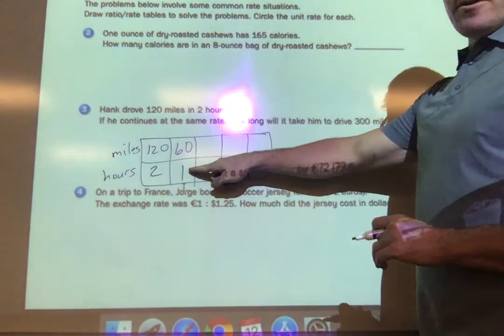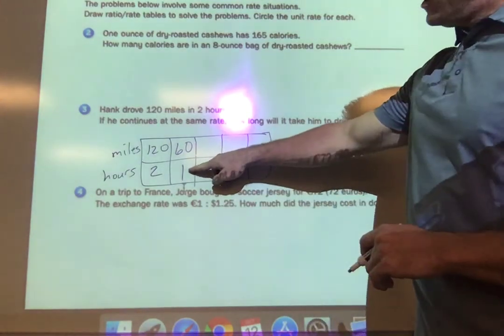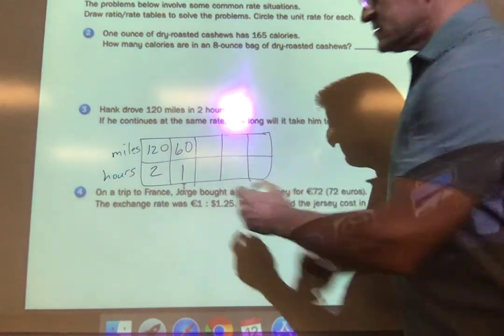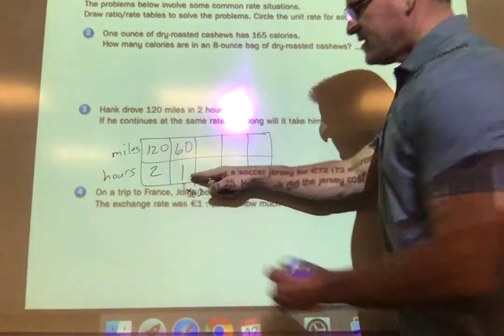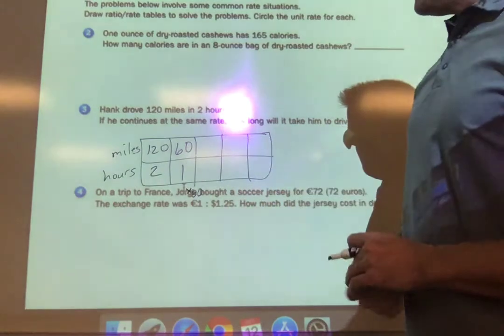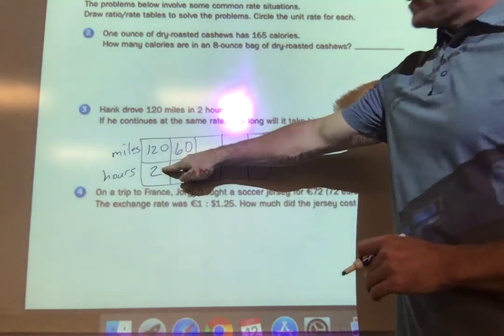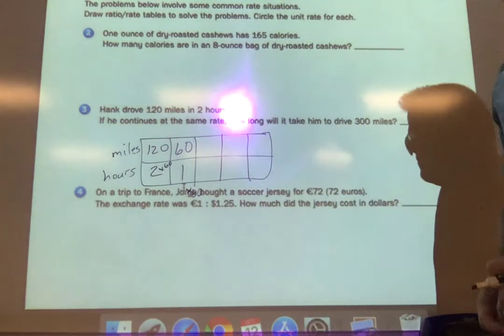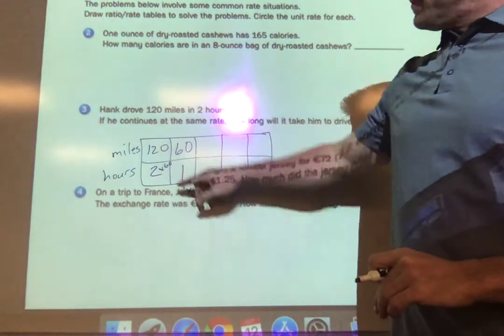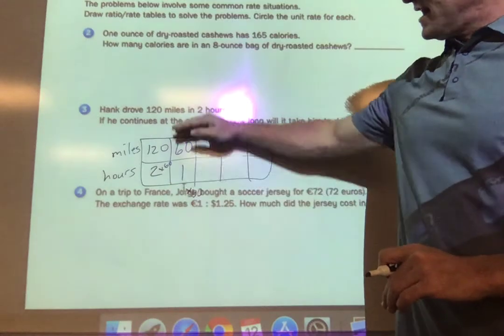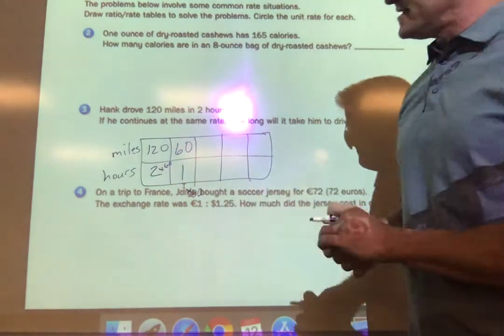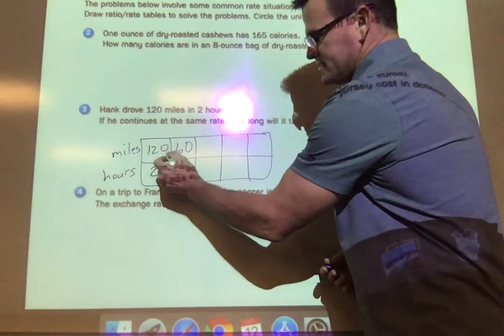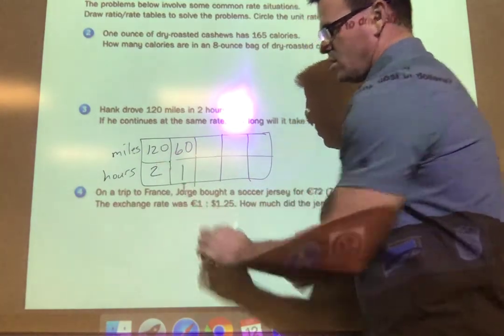If we look at the unit rate, it's a little easier to understand. If I take this 1 times 60, that'll get me up to the miles. If I take this 2 times 60 as well, that gets me up to 120. So I can see that going from bottom to top, I'm multiplying by 60 to keep that same rate. So we can go from top to bottom or left to right.